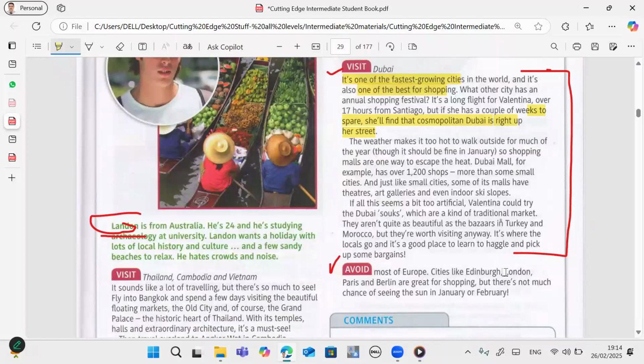To spare. But if she has a couple of weeks to spare, she will find that cosmopolitan Dubai right here. To spare, like to relax. Yes, like spare parts, meaning more. Meaning two weeks more.